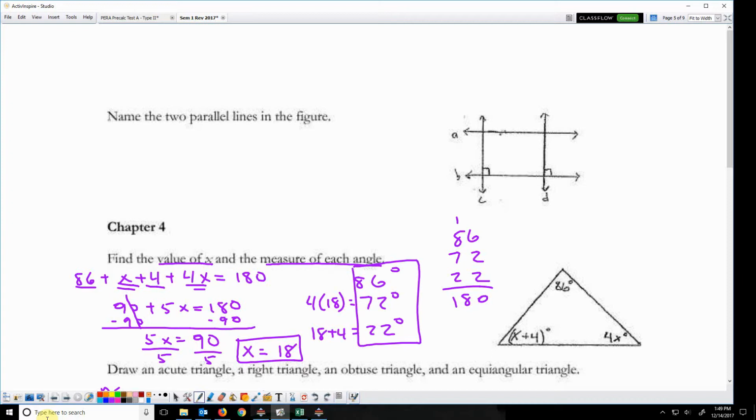And then name two lines that are parallel in this figure. My clue is these angles. I've got a pair of corresponding angles that have the same measure. They're both top right angles. They have the same measure. That means B is my transversal. C and D are the parallel lines. Line C is parallel to line D. And that is all for chapter 3.